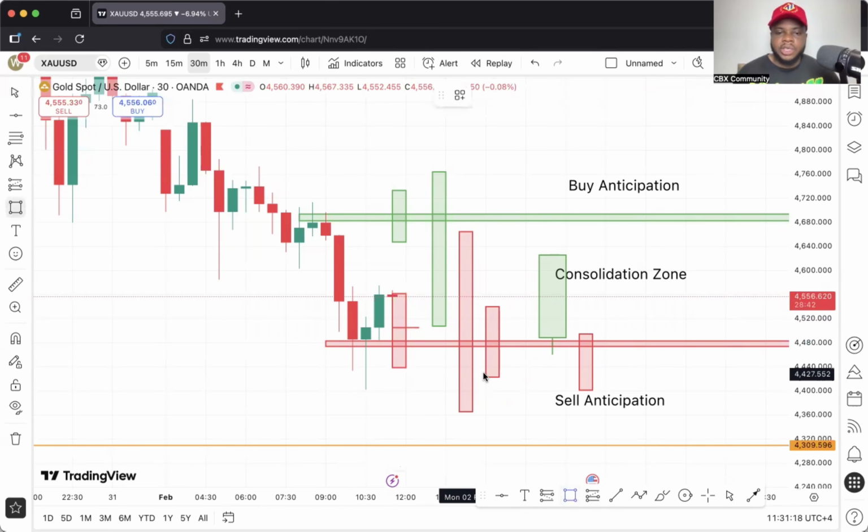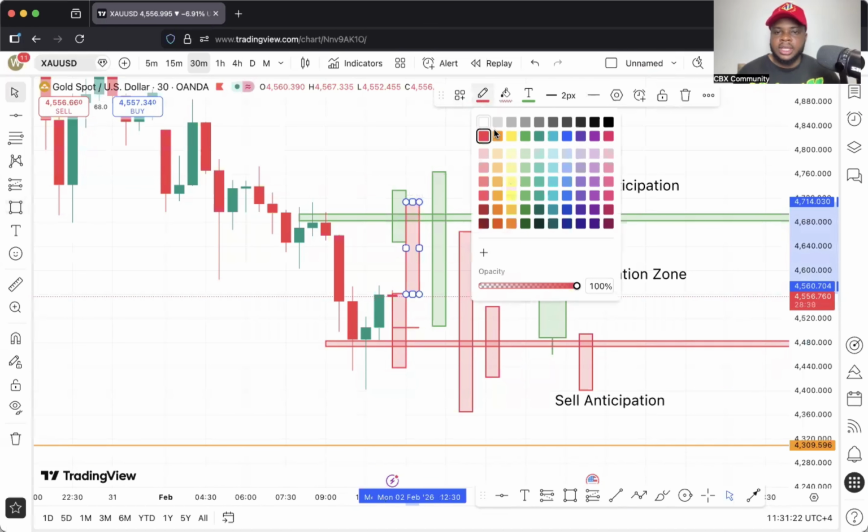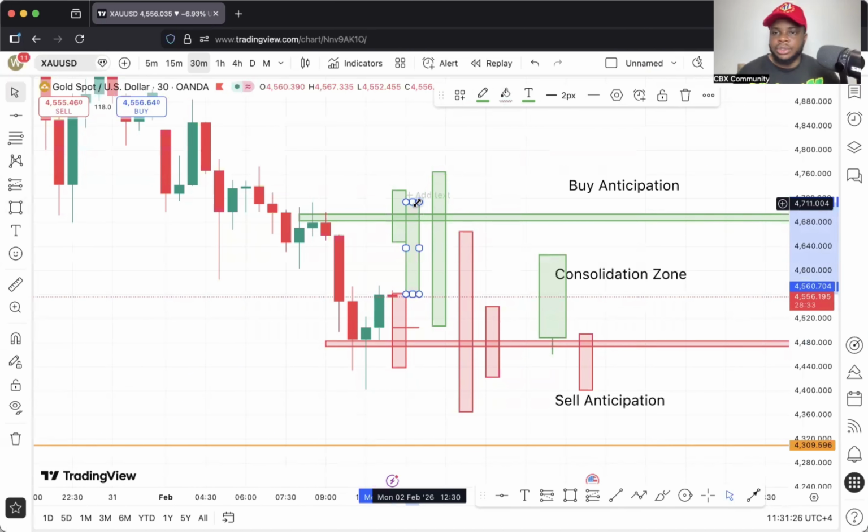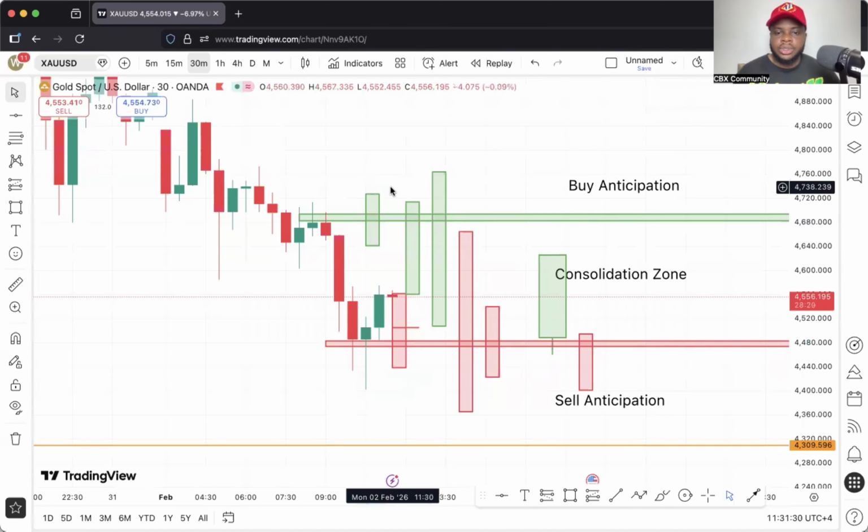Or if we have a very strong bullish candle that closes like this, we don't need to do anything. Let's wait until this candle closes. Let me adjust this so that I don't confuse anybody. So let's wait until this candle closes, then we can anticipate what the next one will give us.